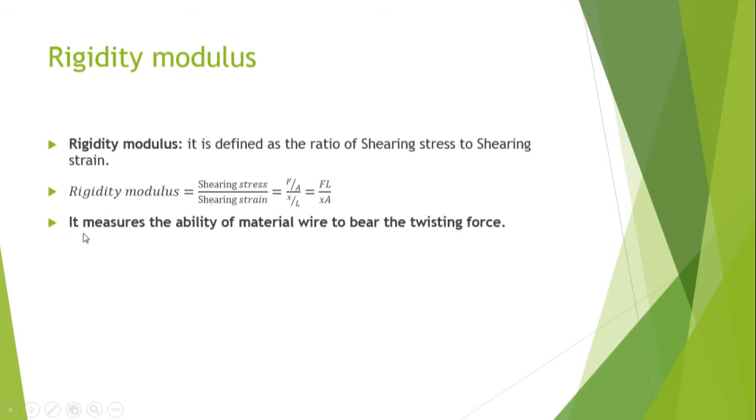What is the physical significance of rigidity modulus? It measures the ability of a material wire to bear the twisting force. It is very important. If you have any cylindrical object and you twist it, how much twisting force it can bear is decided by the rigidity modulus.